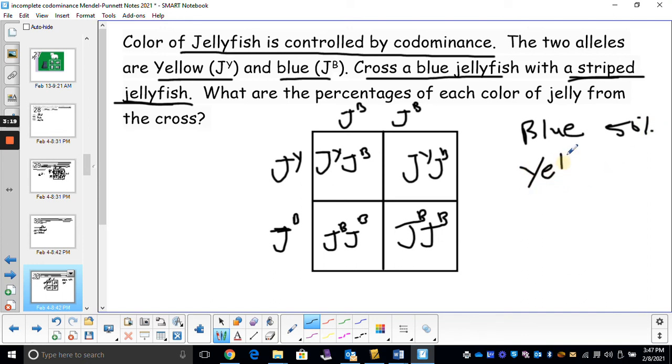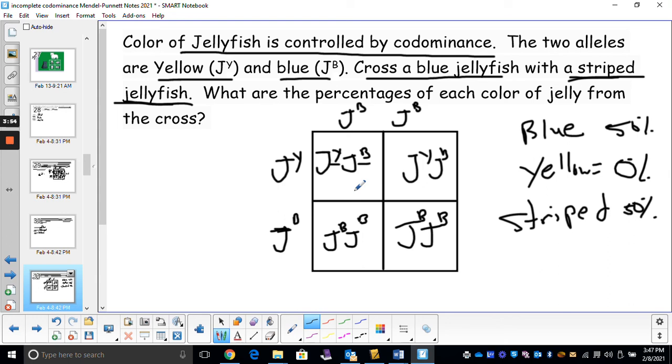What about yellow? Are any of these yellow? Well, these are both blue. This has a Y allele and a blue allele, a yellow allele and a blue allele. Well, those wouldn't be totally yellow, remember? So we're going to have 0% yellow. What these would be down here, if I have one yellow and one blue allele, or one Y and one B, remember, codominance is going to be, they both show up. So in this case, we're going to say we have 50% striped jellyfish.